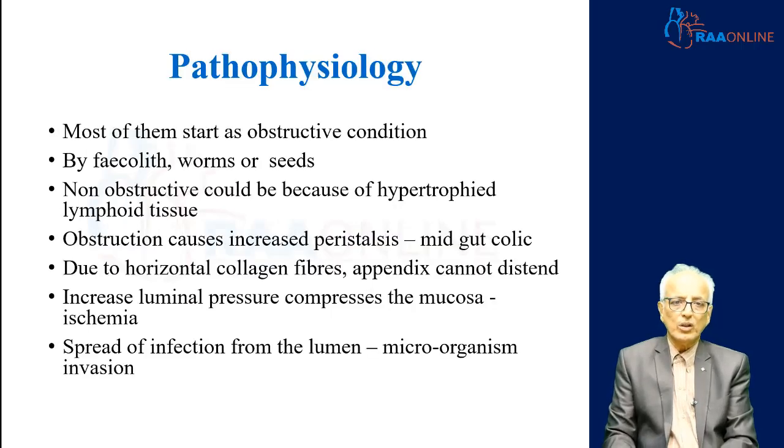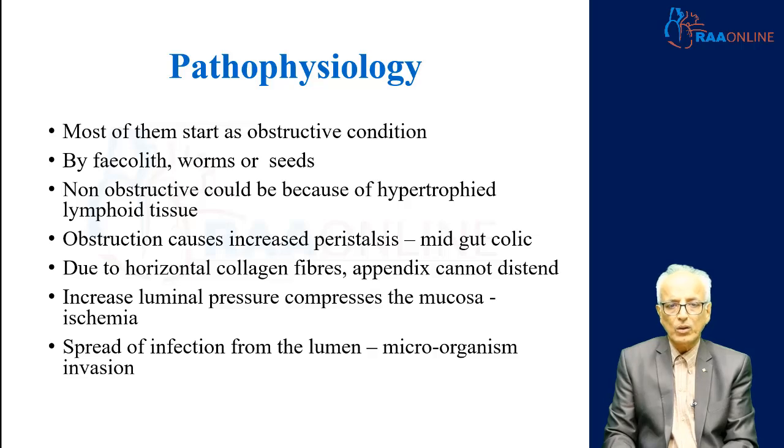Coming to the pathophysiology, most of them start as an obstructive condition. The obstruction could be because of fecalith, worm or seeds. Non-obstructive causes could be due to hypertrophied lymphoid tissue. So, the obstruction causes increased peristalsis, which is the reason why the patient presents with mid-gut colic around the umbilicus.